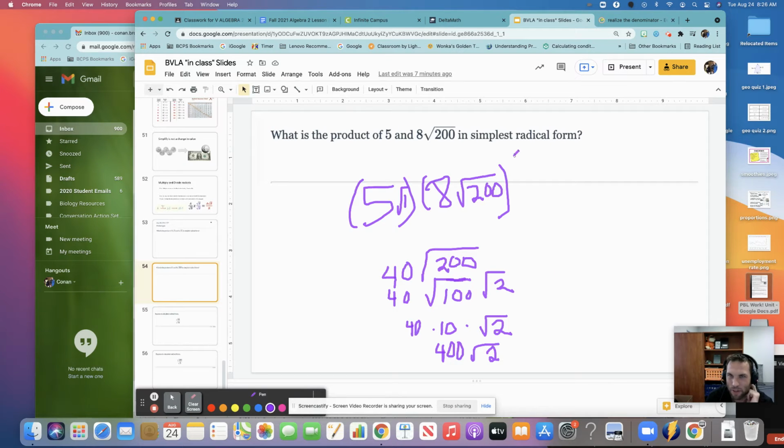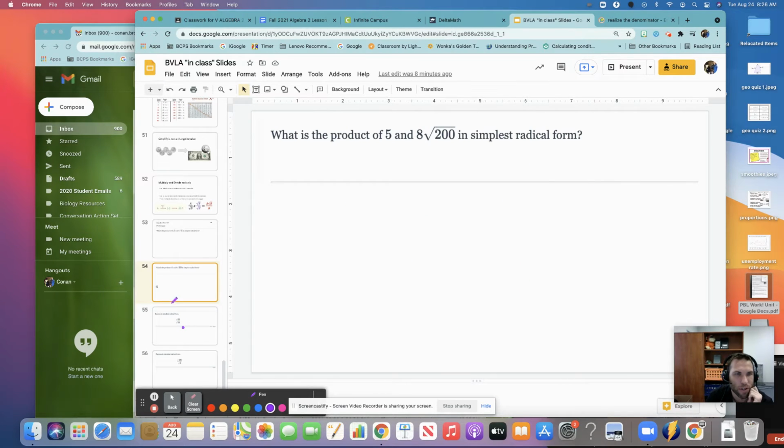Now, you could have done this by simplifying. So if you had 5 times, this is 8 root 200, which would have been 8 times 10 root 2, that would have been 80 root 2, right? And then it would have been the same thing. You could have just multiplied 5 and 80, got 400, and then square root of 2.